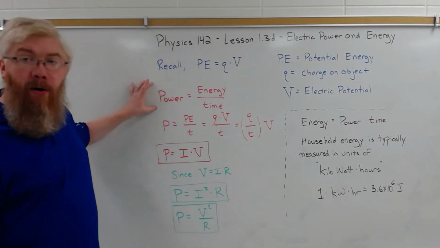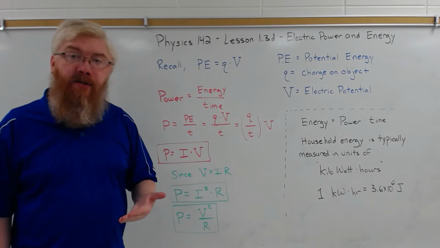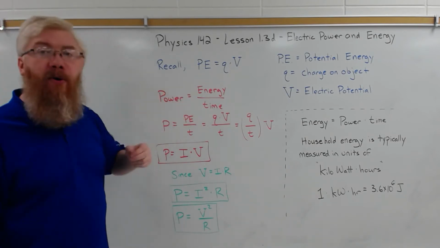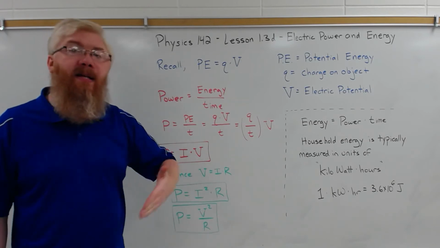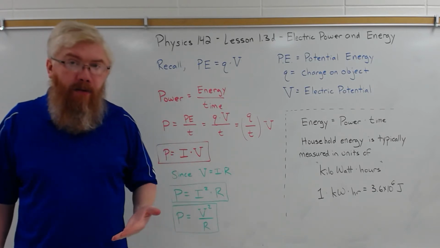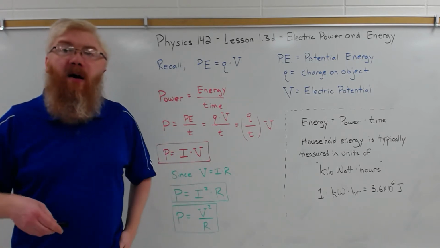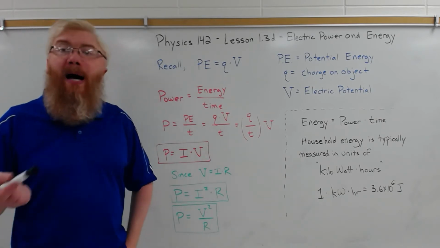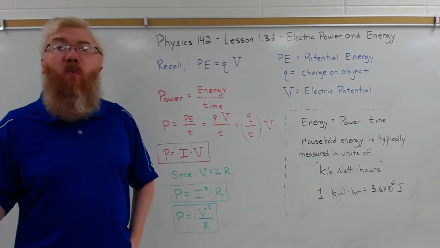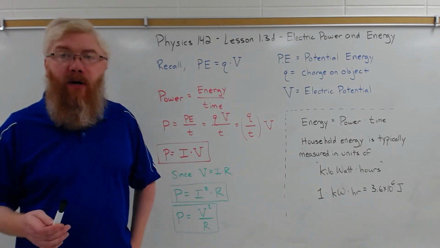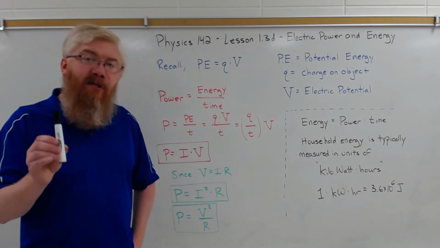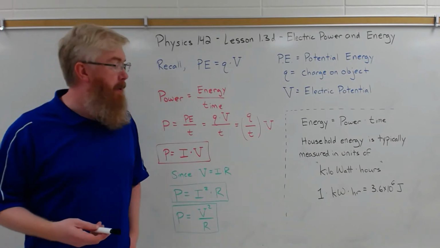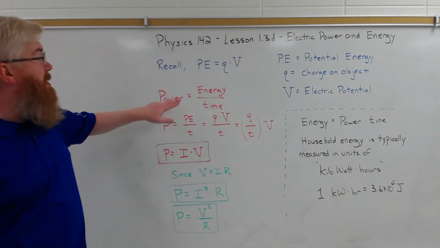Well, power, going back to last semester, the relationship between power and energy: power is just energy per unit time. How quickly is energy expended? If you think of power in terms of watts, like a 100 watt light bulb or a 40 watt light bulb, that tells you how many joules per second that light bulb gives off. Power is energy over time.